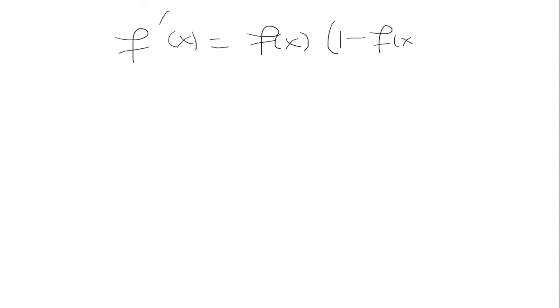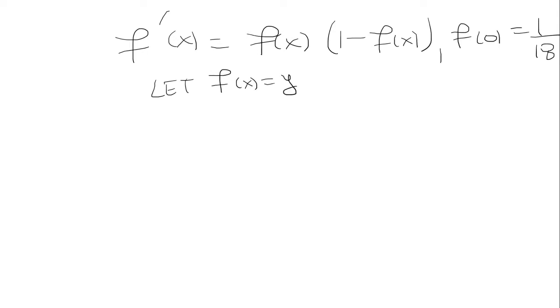Given the differential equation f'(x) = f(x)(1 - f(x)), and f(0) = 1/18, I want to solve for f(x). In order to make this problem easier, I'm going to let f(x) = y. So this turns into y' = y(1 - y), and really, y' is just dy/dx.